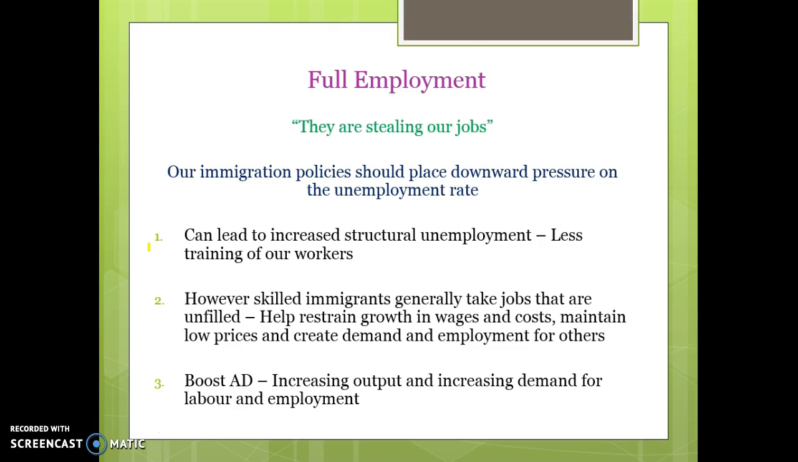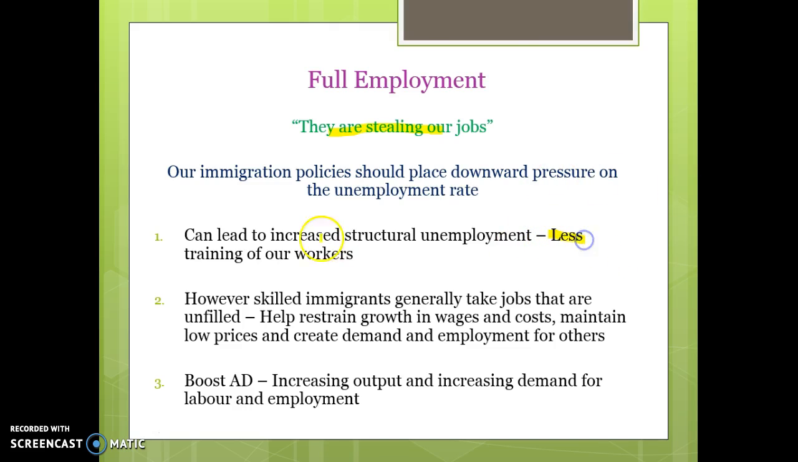Finally, full employment. There are people that will say that these policies will hurt full employment. Some people will argue that migrants could steal our jobs, and that can lead to more structural unemployment. However, if our immigration policies are used effectively, it should put downward pressure on the unemployment rate. So it can lead to increased structural unemployment.